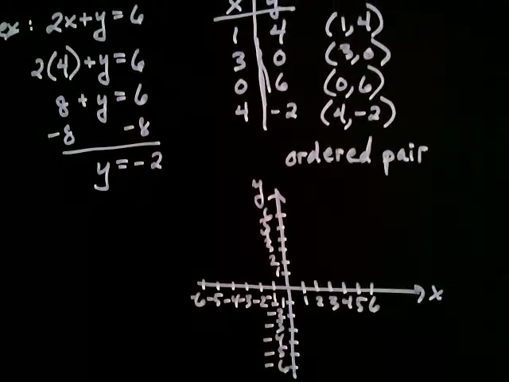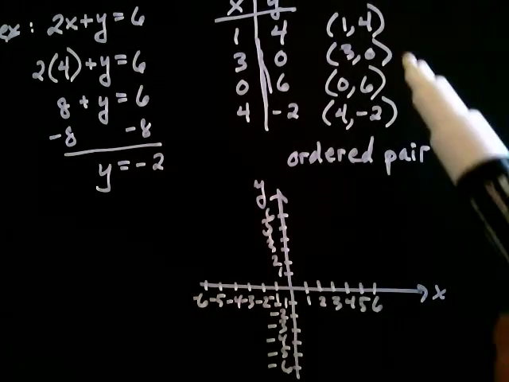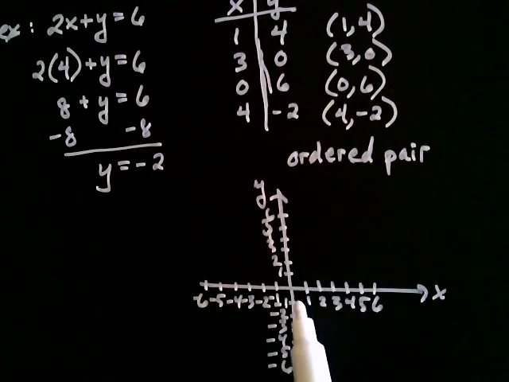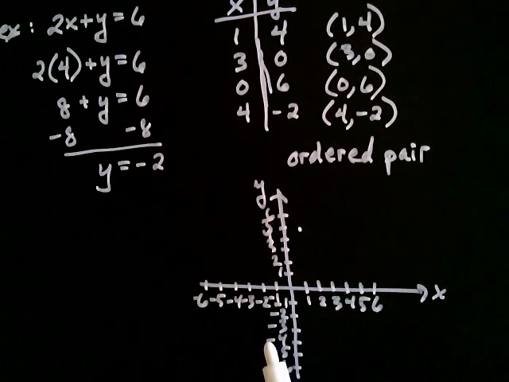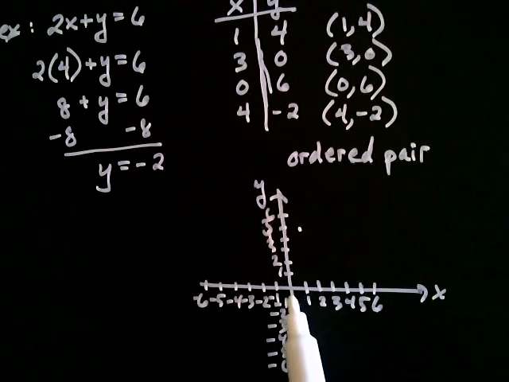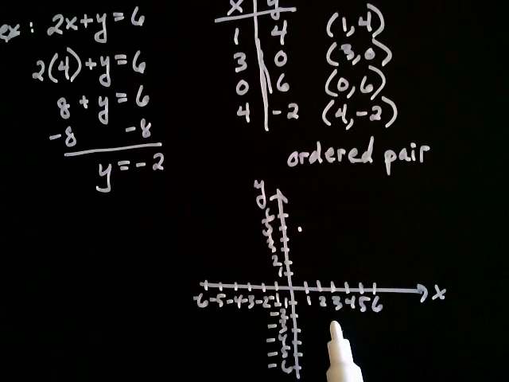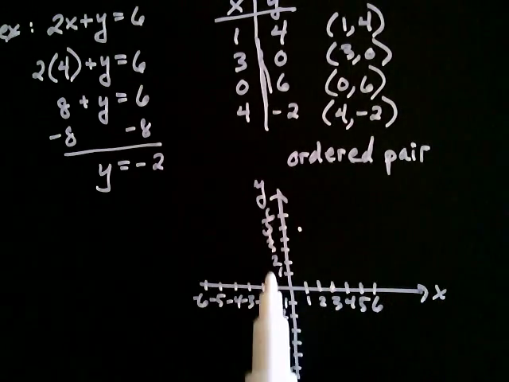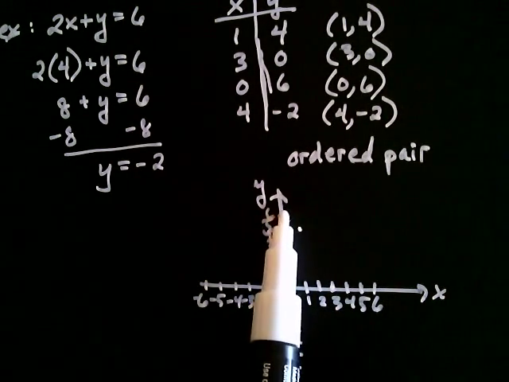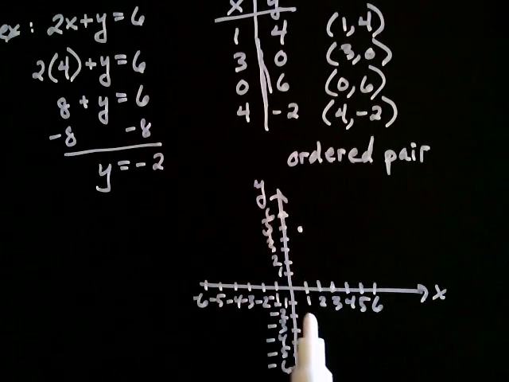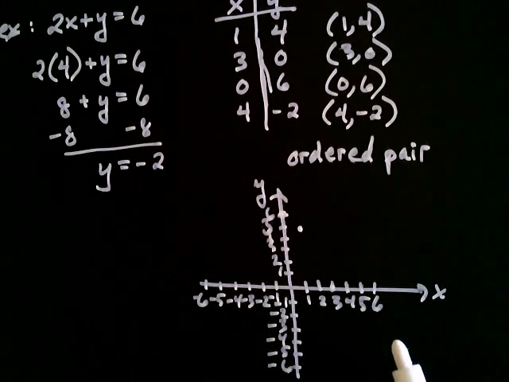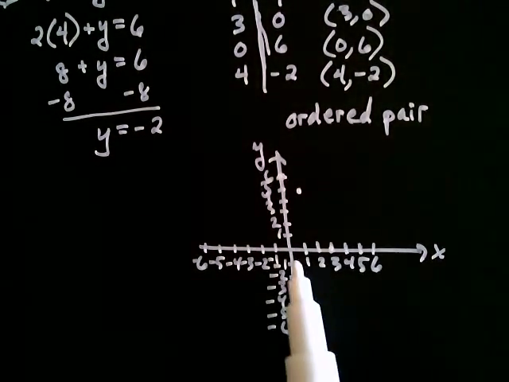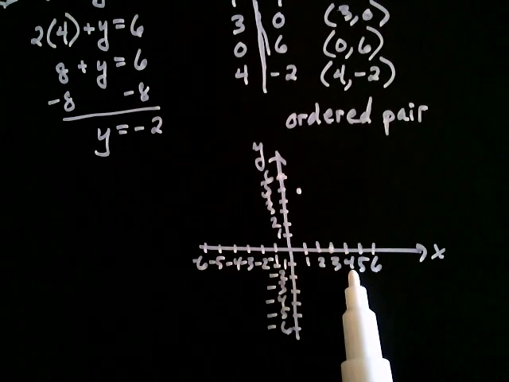Okay, let's go ahead and plot these four ordered pairs. First, we plot (1, 4), where x is 1 and y is 4. What about the next one, (3, 0)? Well, x is 3, y is 0, which would be here. So it's a second point right there. The next one would be (0, 6), which is way up here, right? x is 0 and y is 6. And then the next one would be (4, -2), so x is 4 and y is -2, which would be down here.